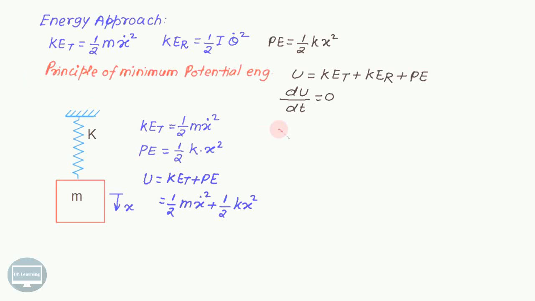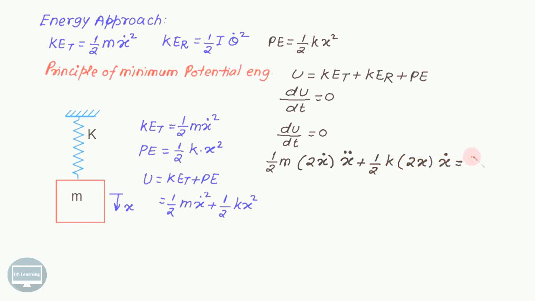By the principle of minimum potential energy, dU by dt equals 0. So take the derivative of this expression with respect to t. The first term, 1 by 2 m, we take as it is. What is the derivative of x dot square? It is 2 times x dot, and then one more derivative of x dot, which is x double dot, plus 1 by 2 k. What is the derivative of x square? It is 2 times x, and one more time derivative is x dot. This must equal 0.